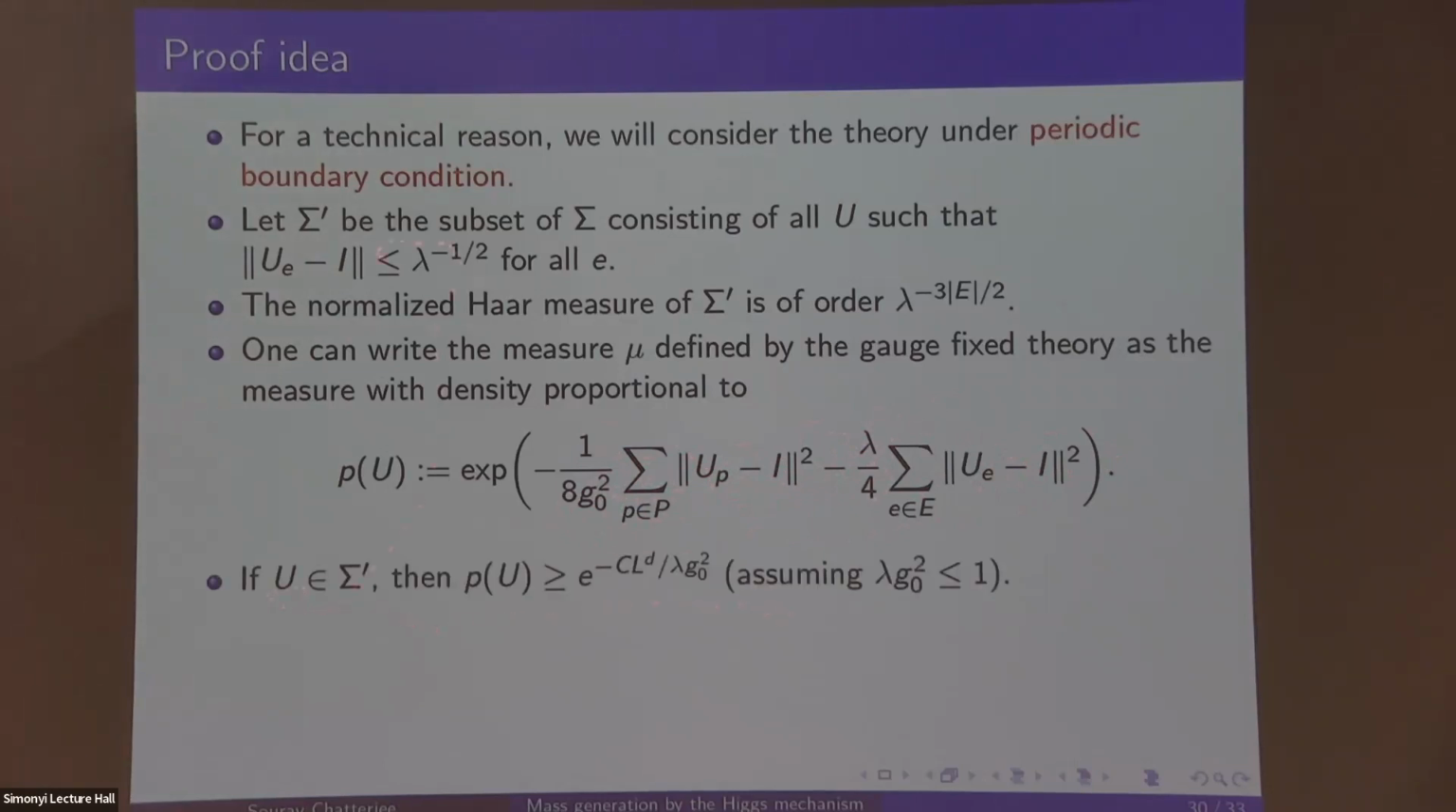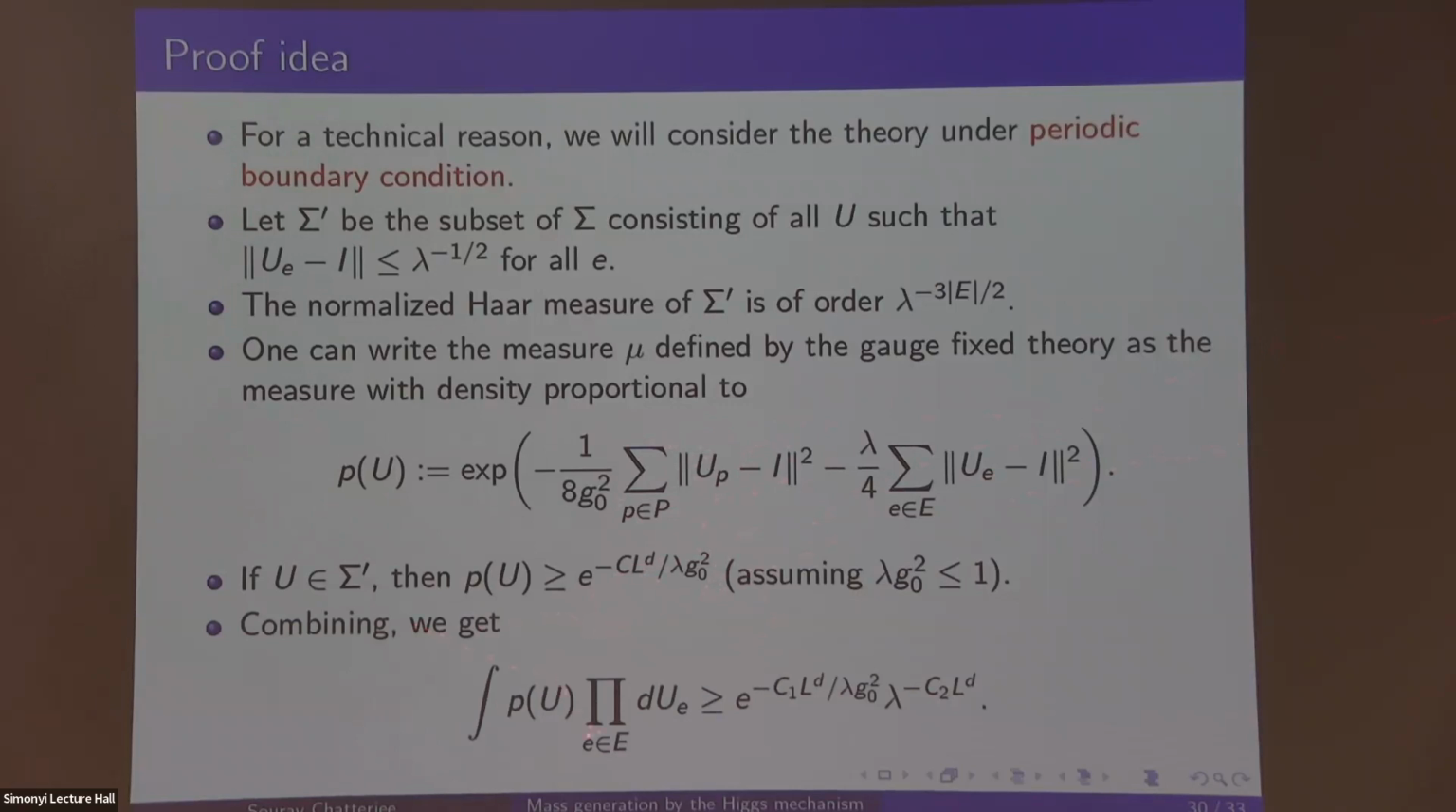Now if U is in sigma prime, U satisfies this, that all of these U's are within lambda to the minus half of I. Then these terms are all of order 1/lambda. So P of U is greater than or equal to e to the minus L to the d over lambda g0 squared, assuming that this is less than or equal to 1. If you have a special configuration in this set where all the coordinates are very close to identity, you will have this density bigger than or equal to e to the minus L to the d over lambda g0 squared. Everyone agrees with this? Because these are of order 1/lambda and the number of terms is L to the d.